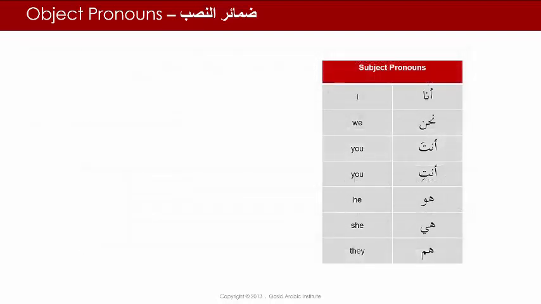So if we have seen a list of these pronouns that we know already, we can, for example, talk about subject pronouns. You've already seen these. أنا, I. نحن, we. أنت, you. أنتِ, you. هو, he. هي, she. And هم, they. Now these are subject pronouns because if I said I am a student, I would say أنا طالب, right? I wouldn't say إي طالب. I would say أنا طالب. So I is a subject of a nominal sentence.